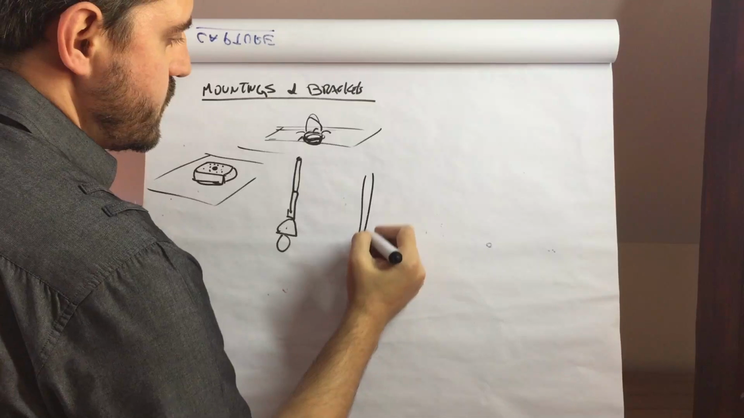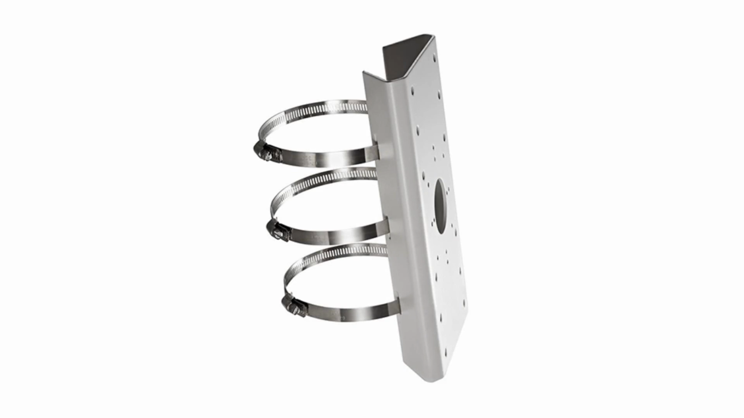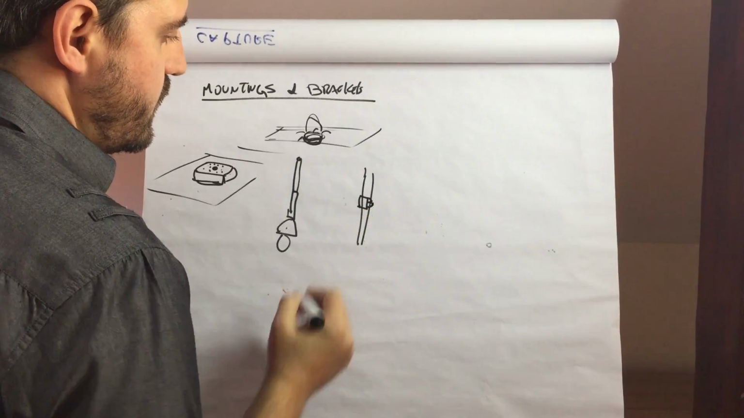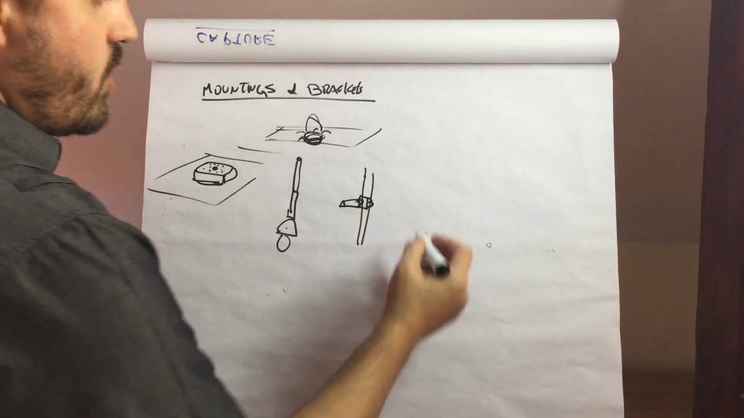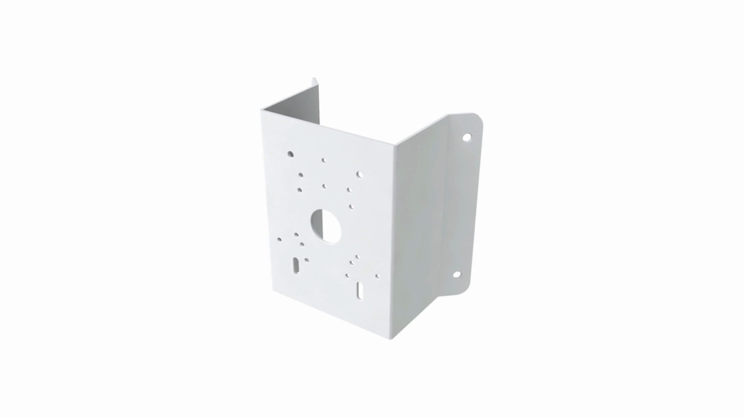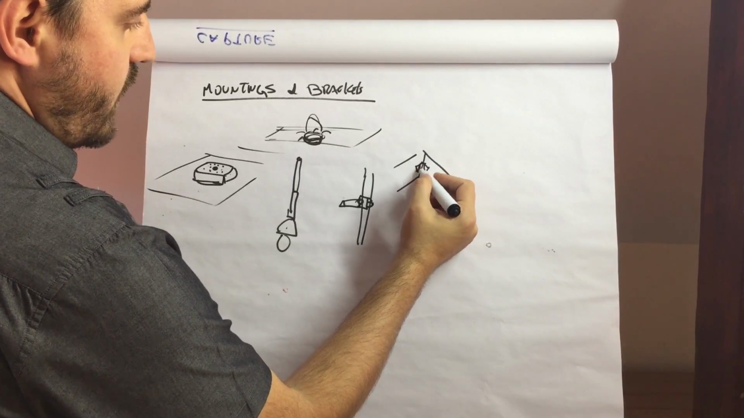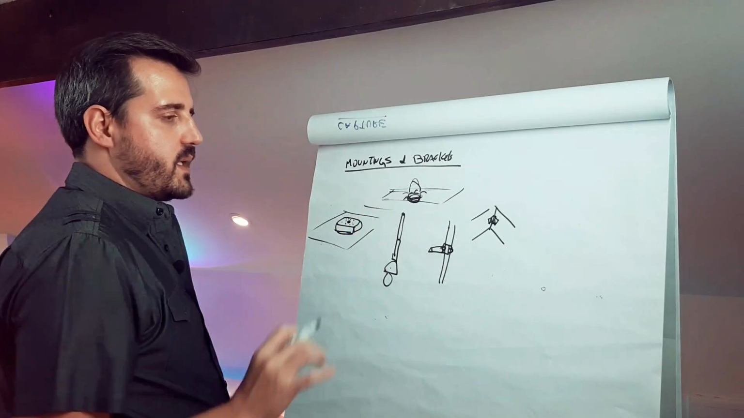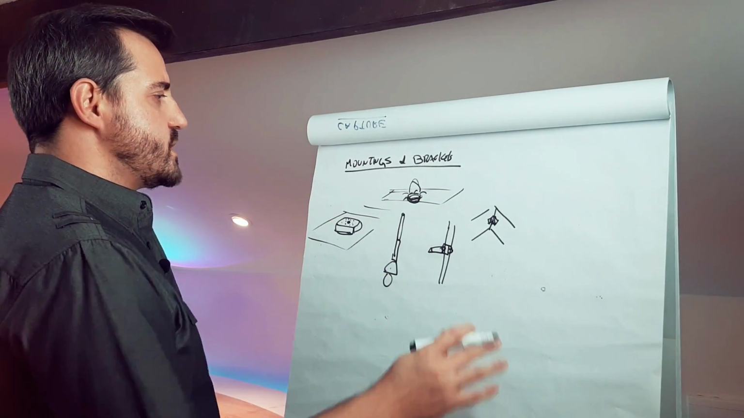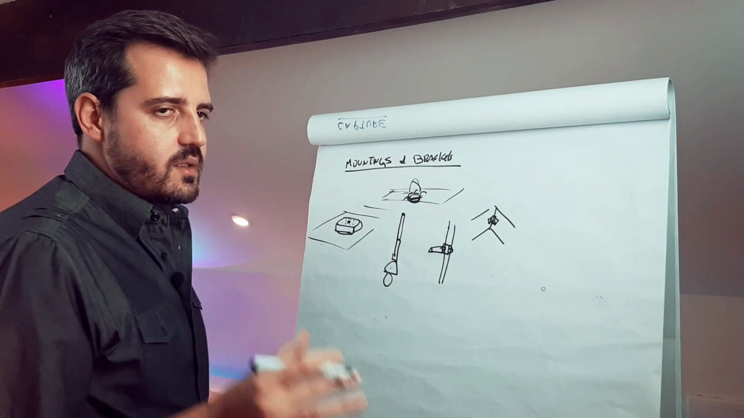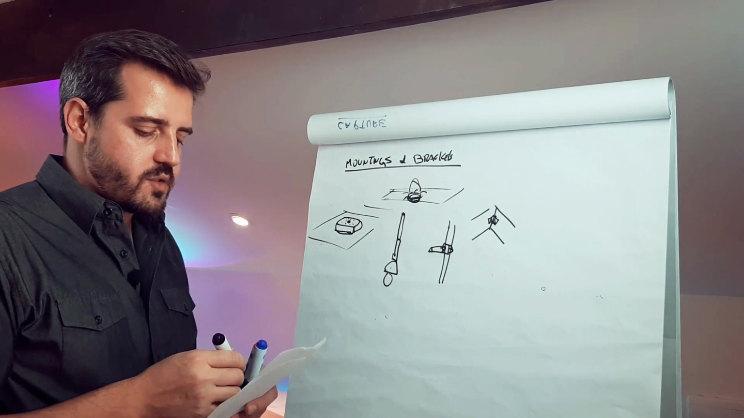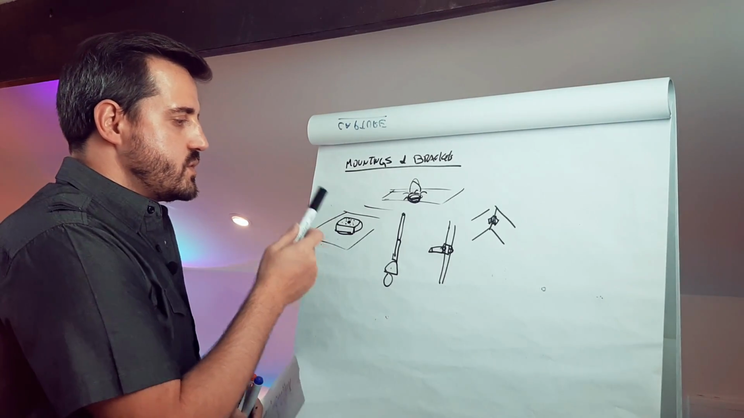We have the pole mounting, so we have a pole here. Normally it's a mounting here with two parts that will fix in the mounting, and then we can install the camera. We have corner mountings, so in the corner you fix the structure first, and then it will have another part to place the camera. So again, there are several types of mounting brackets and junction boxes to adapt the camera for what you need in your project.